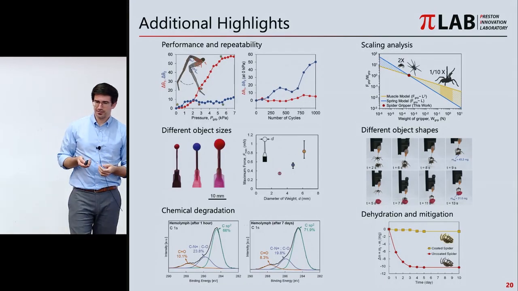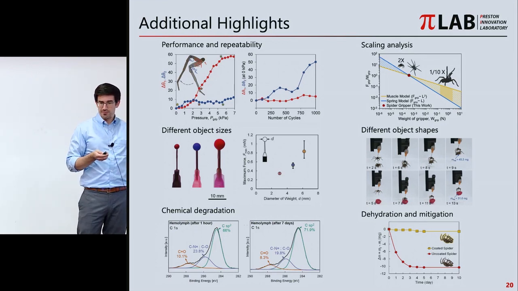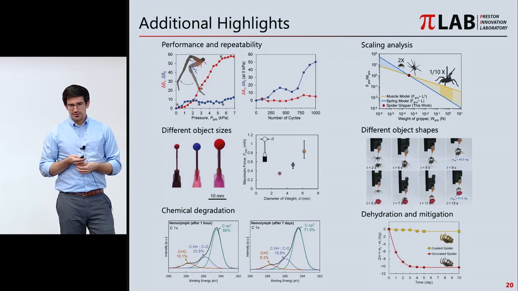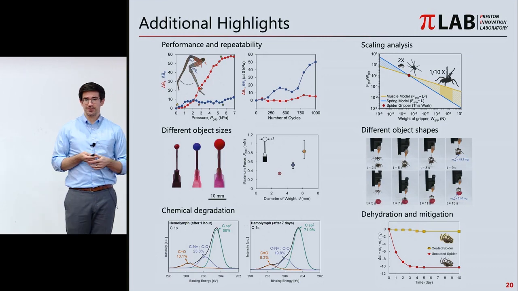We don't maybe have to worry about harming our specimens. And then a few other highlights that I just wanted to point out about the work. We looked a lot at the performance, the repeatability over time, which starts to degrade after maybe 700 cycles or so. We picked up objects of different sizes. We looked at the chemical degradation over time.